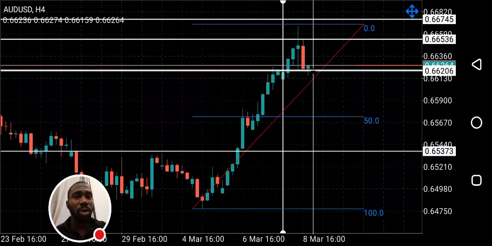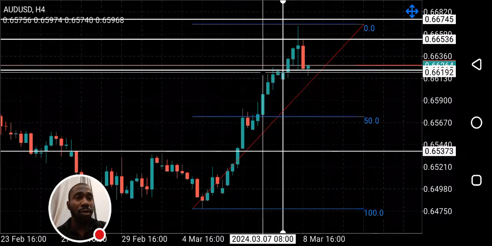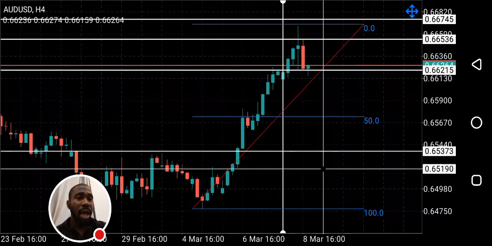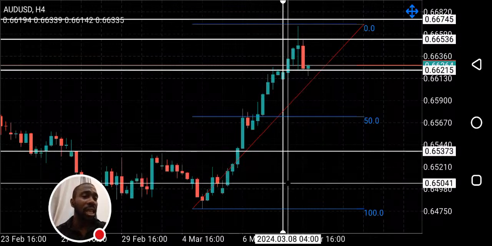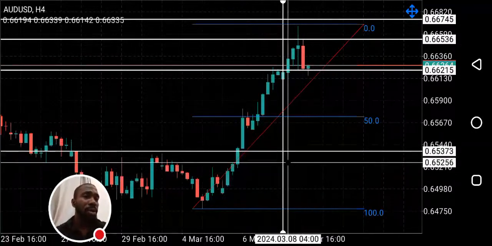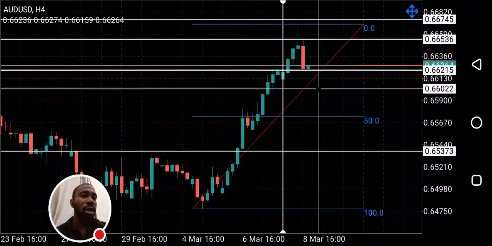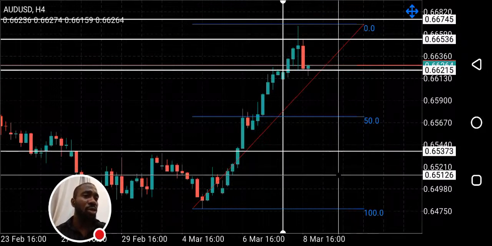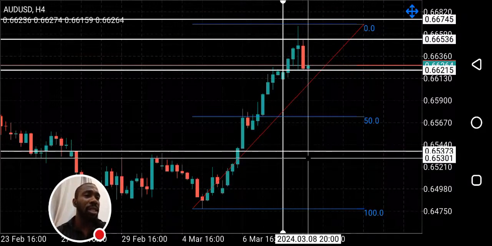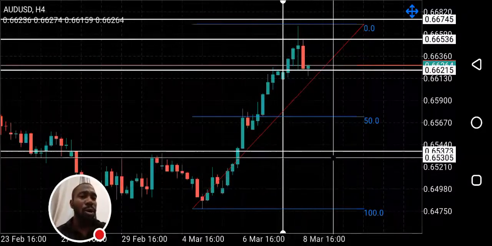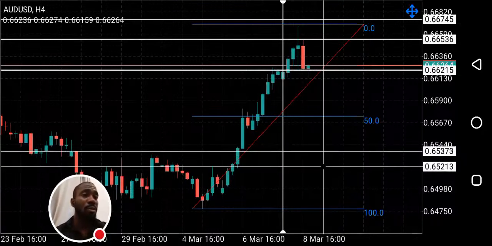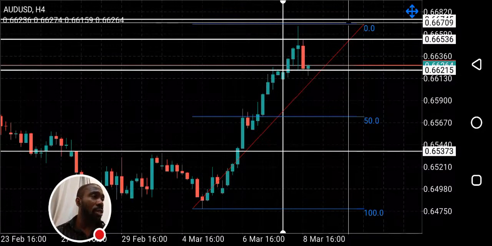So that's my take on Australian dollar USD. I'm looking for a sell between Monday, Tuesday. If I'm selling, I will be considering buying at a discount zone. So I will sell Australian dollar USD to the discount zone, then look for a bullish reversal pattern to form at a discount level before I buy Australian dollar USD. I hope that is clear.